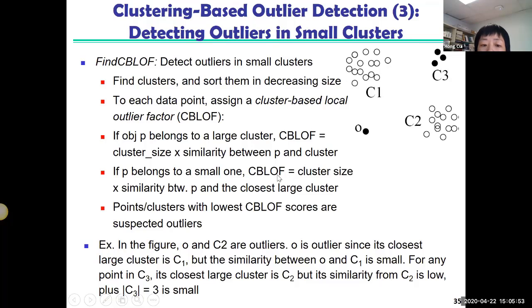What you can see is this CBLOF score is going to be very small for outliers, because first of all, its cluster size is small, and second of all, the similarity between this cluster and the closest large cluster has to be small because they're far away. So a low CBLOF score is going to help you to find outliers.